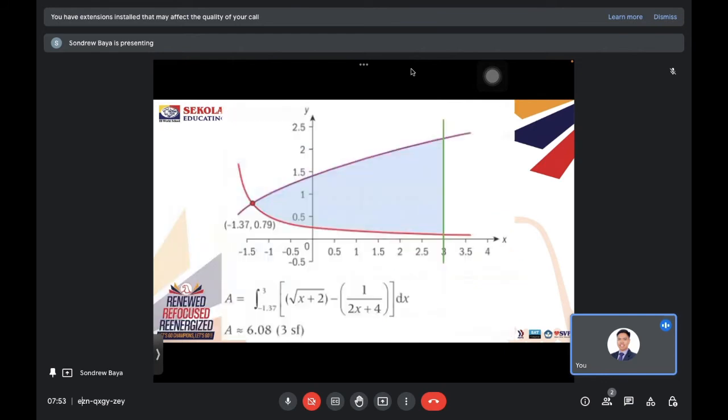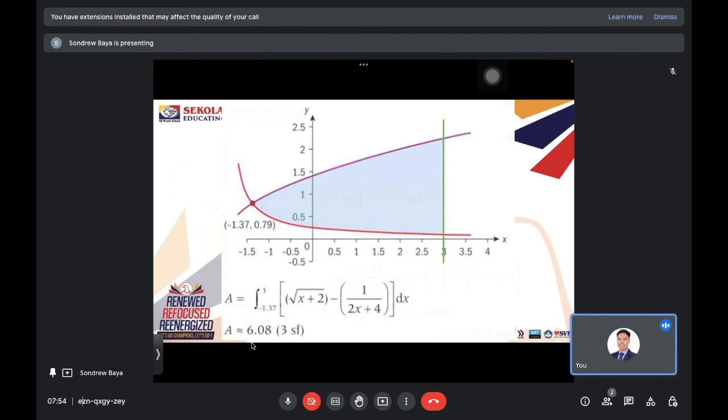similarly, we did the same thing given this particular situation, in which we are looking for the area bounded by the two curves, the one in red and the one in purple, and of course, x = 3. So the same process, we tried to find the boundary, which in this case is from -1.37 up until x = 3. And we tried to find the difference between the curve found above and the curve found below. So it would now be this curve, which is square root of x + 2, minus this curve. And we found the integral, and we were able to find the approximate area. It's only an approximation, which is 6.08.